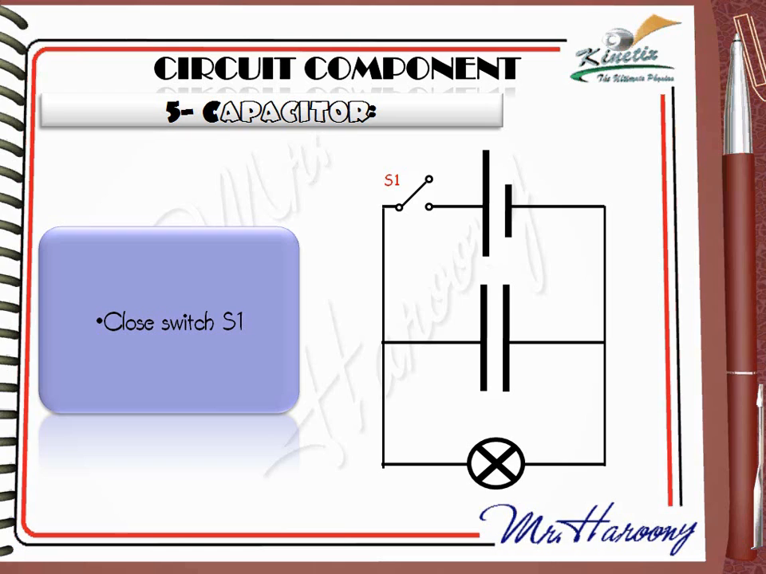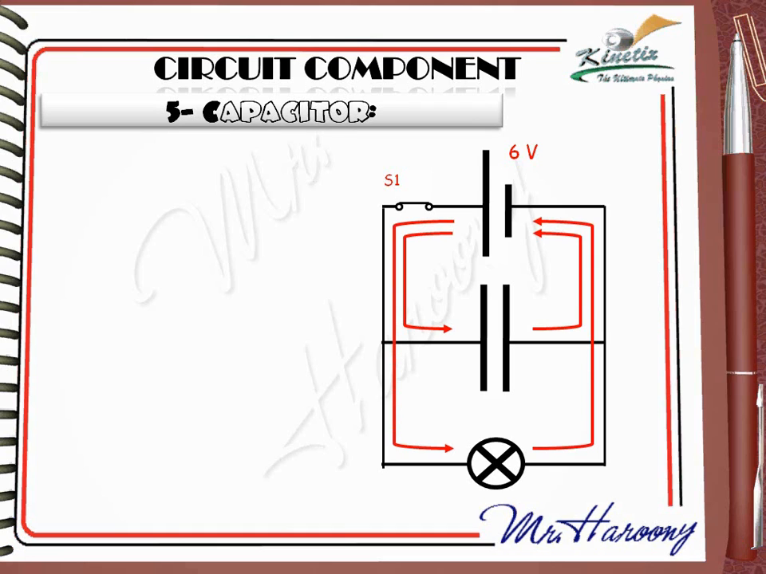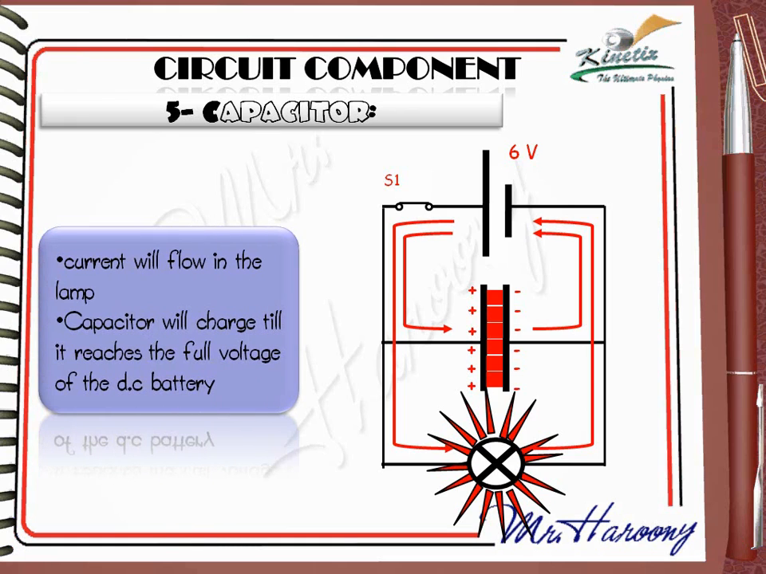Close switch S1. The cell is 6 volts, and it is the main electric energy supply to the bulb. The current will flow in both the capacitor and the bulb. The bulb will light, and the capacitor will charge and store electric energy until the potential difference across it becomes 6 volts, which is the full voltage of the battery. Current will flow in the lamp. Capacitor will charge till it reaches the full voltage of the DC battery.